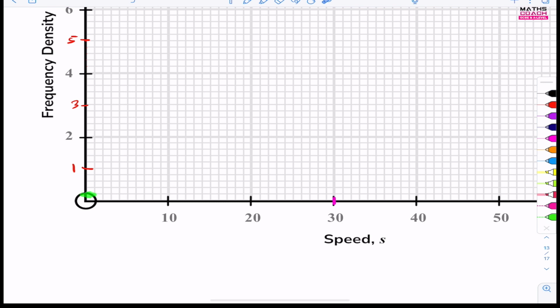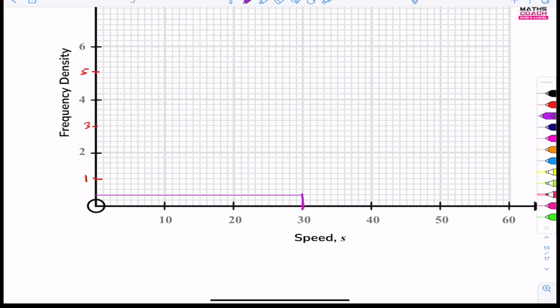So each one of these now is 0.2. So 0.2, 0.4, 0.6, 0.8, 1. Can you see? So 0.4 is there, right there. Okay, so up and across. That's 0.4. That's the first one done, okay?